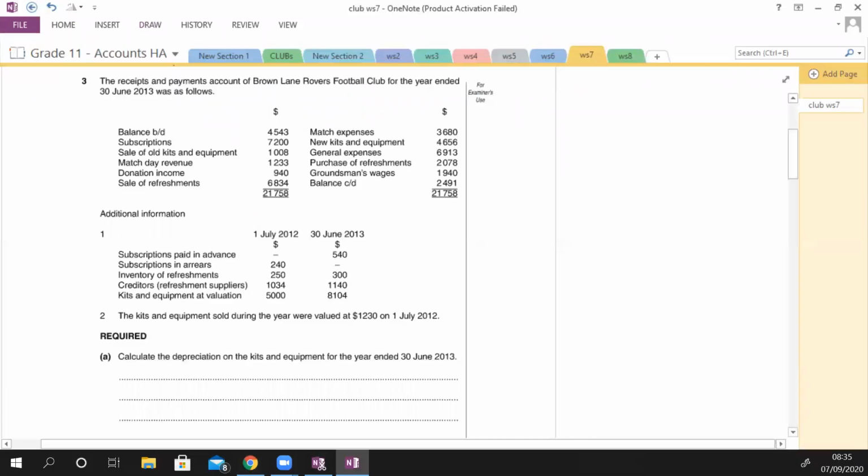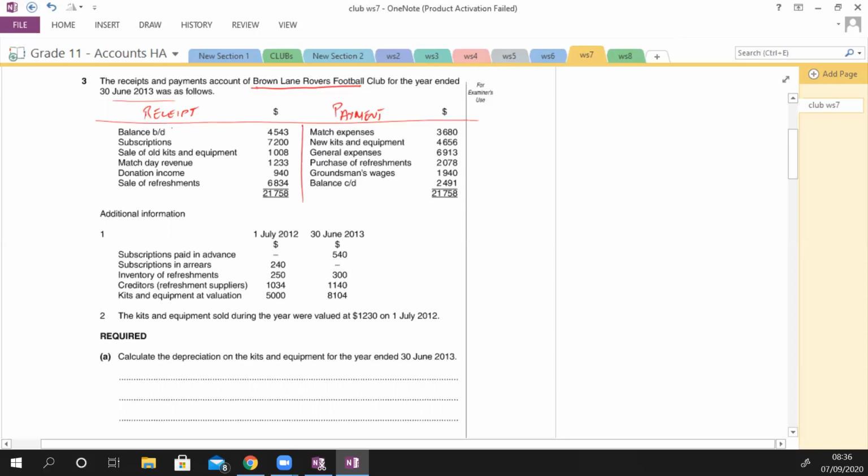All right, so the receipts and payment account of Brown Lane Rovers Football Club for the year ended 30th June was as follows. The debit side is always the receipt side, the inflows in the business. The credit side is always the payment side, which are outflows from the business. Balance brought down.